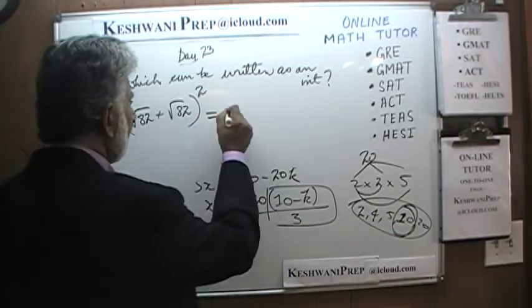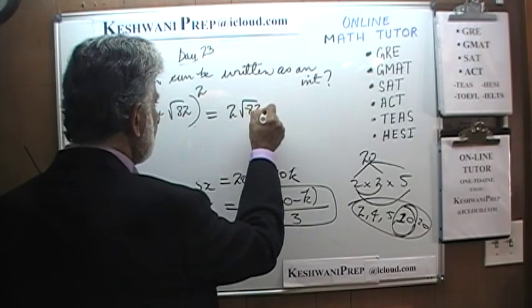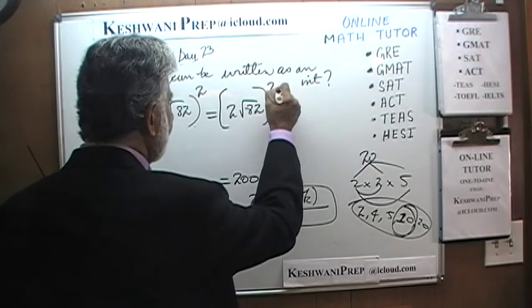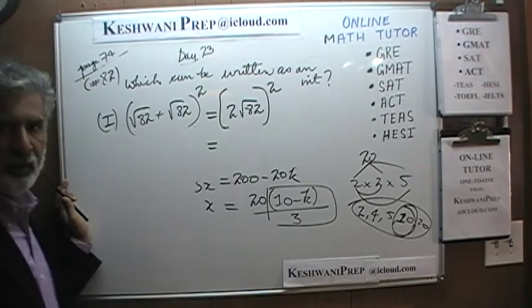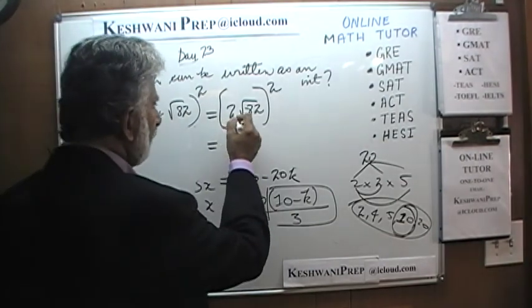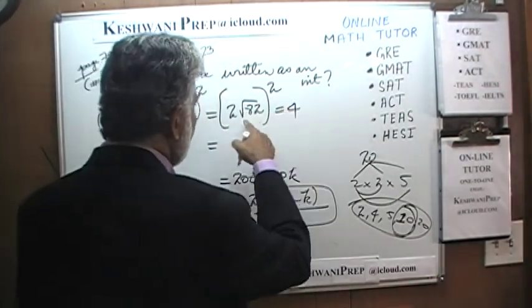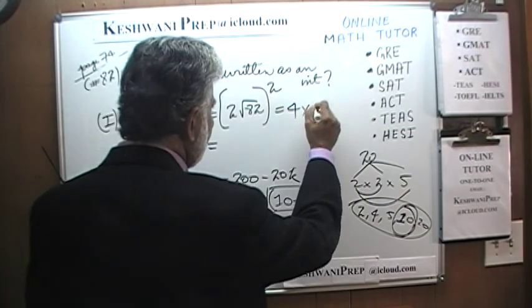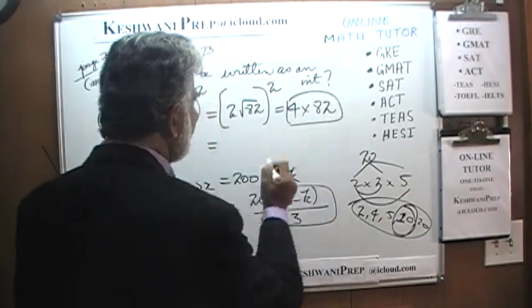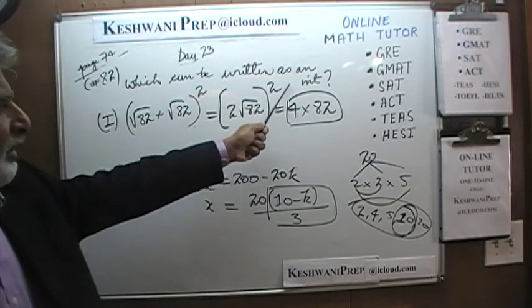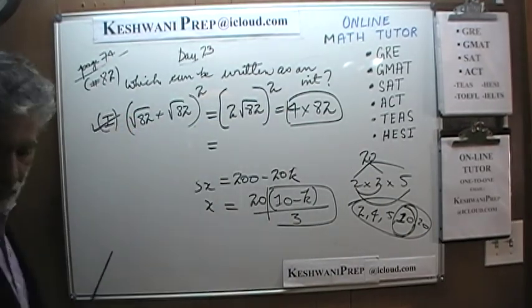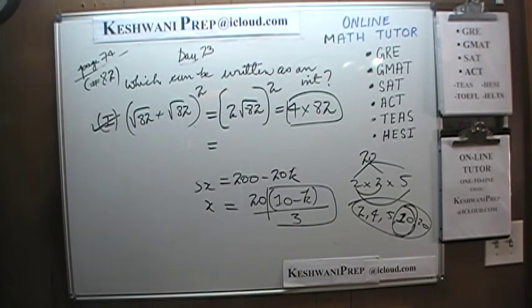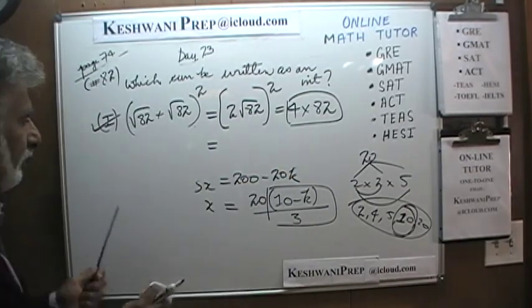So this simply is 2 times root 82 whole squared. There we go. And now we can open it very easily. It will simply be 2 squared is 4, and the square of root 82 is simply 82. There you go. So the question here is, which can be written as an integer? Statement 1 can certainly be written as an integer, because it's simply 4 times 82.